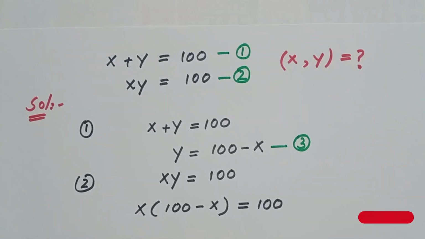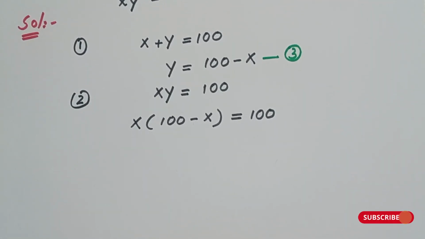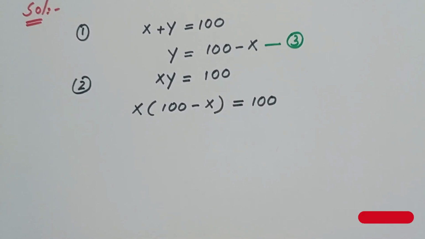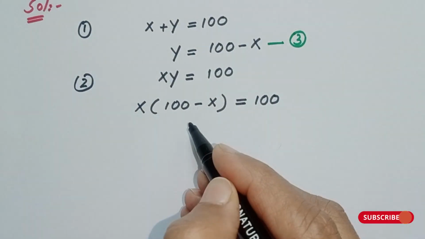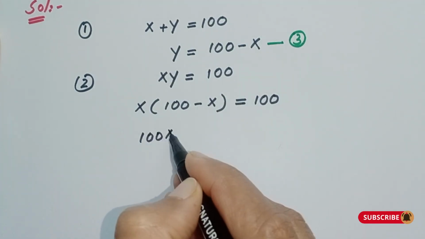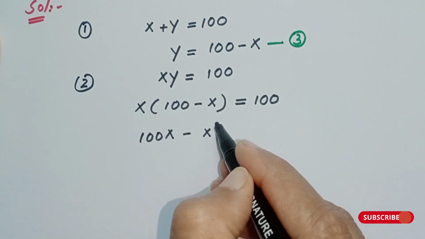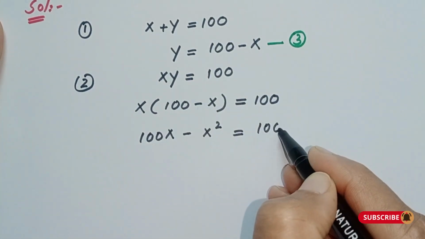So now in the next step, we will multiply x with the 100 and x. So we will write 100 times x minus x times x will give x square is equal to 100.